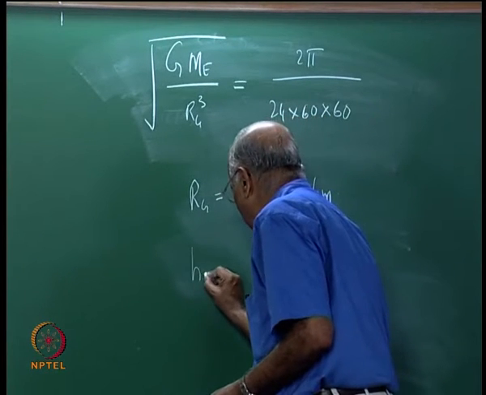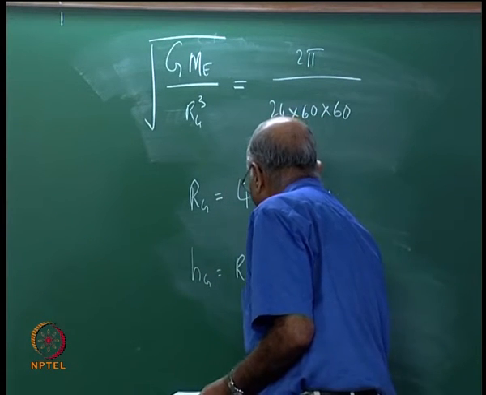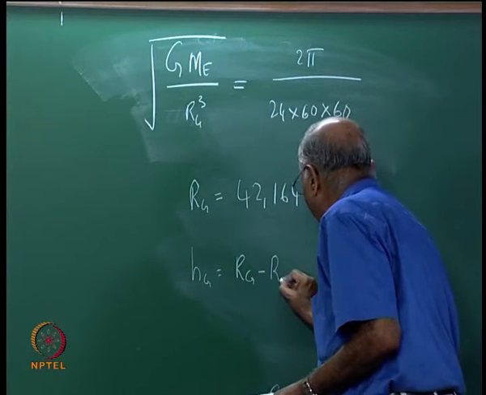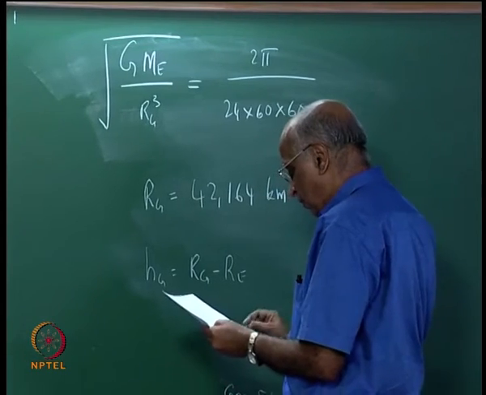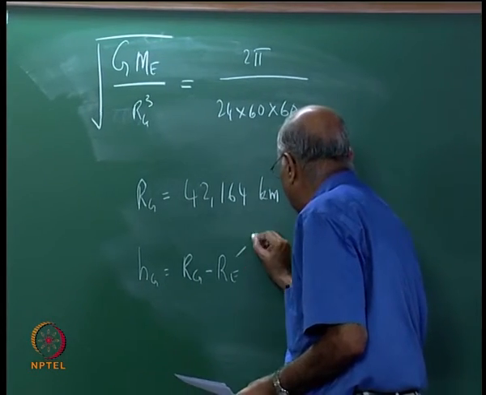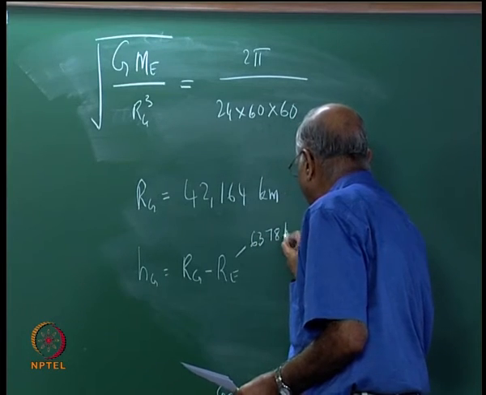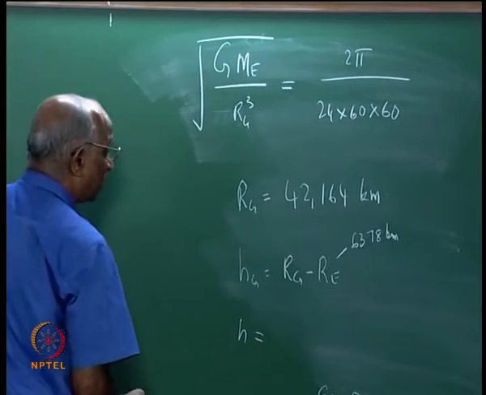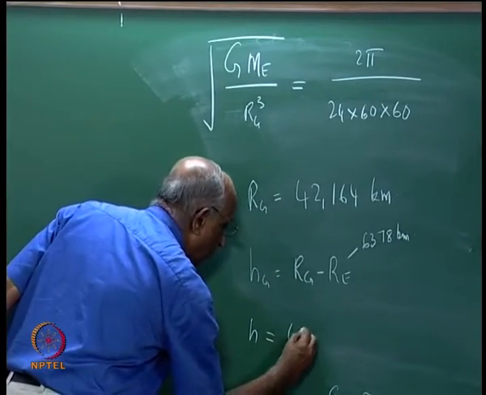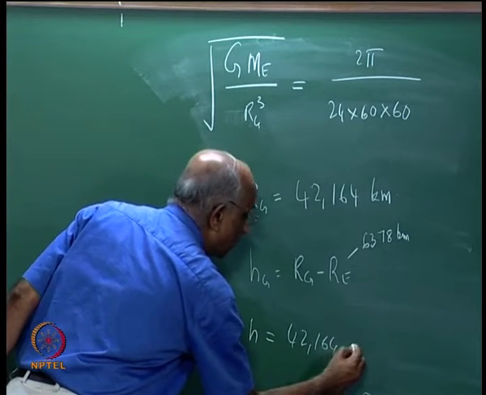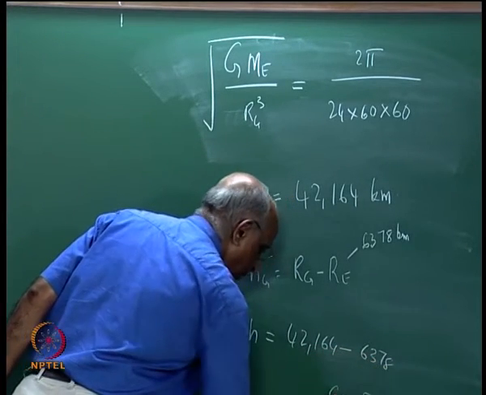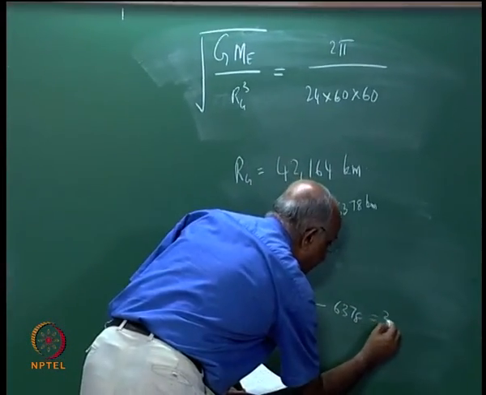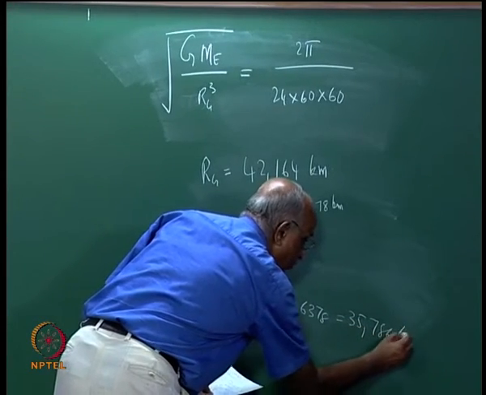Now the height of the geosynchronous orbit is therefore equal to rg minus re, and the radius of the earth, we said, is 6378 kilometers. Or rather, the height at which a spacecraft will appear stationary is therefore equal to 42,164 minus 6378, which is equal to 35,786 kilometers.